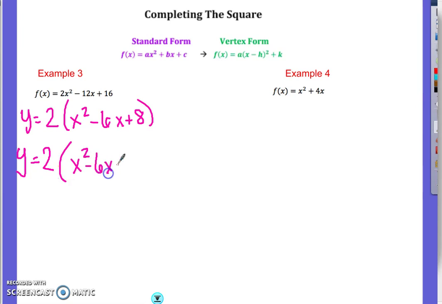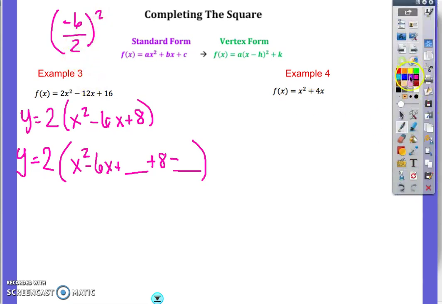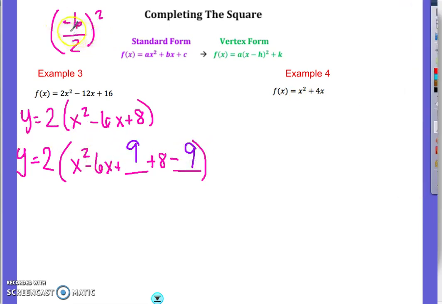Still doing the same thing with adding blanks, subtracting a blank. That part remains the same. What goes in that blank is negative 6 divided by 2 squared. Okay, I have negative 3 squared, which is a positive 9. Positive 9. Remember, just because we square a negative doesn't mean it's a negative. Be careful. But when we factor this, it becomes x minus 3 and x minus 3.